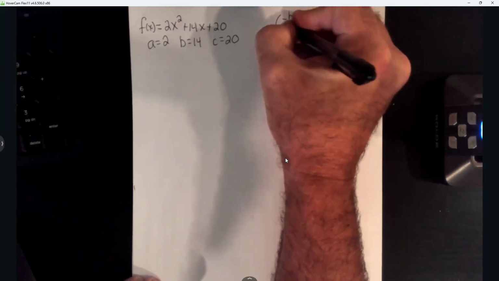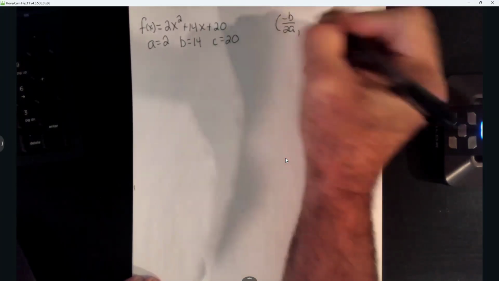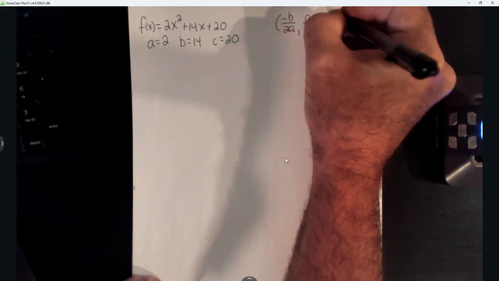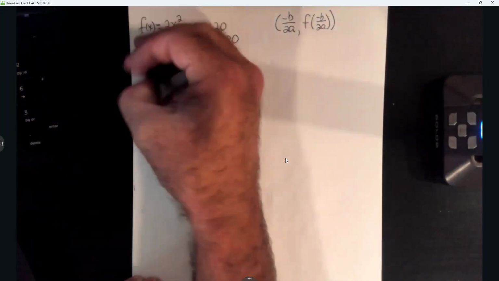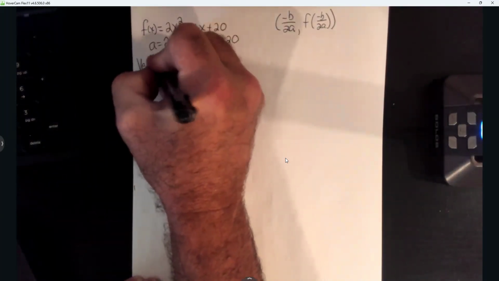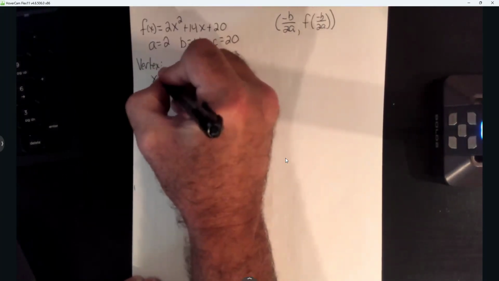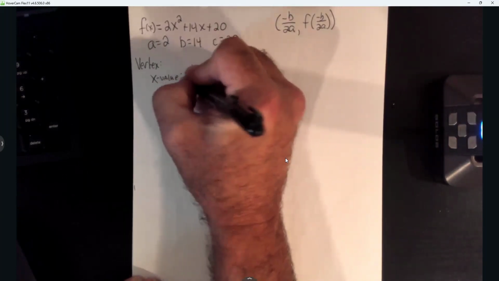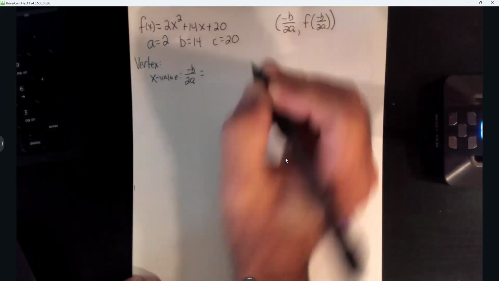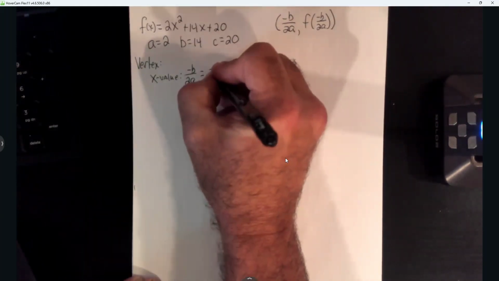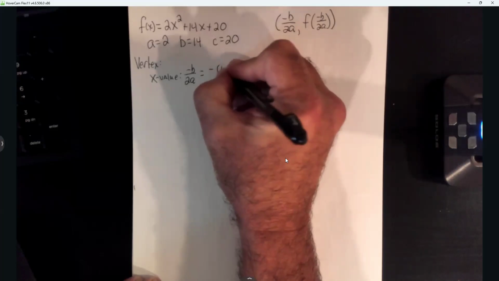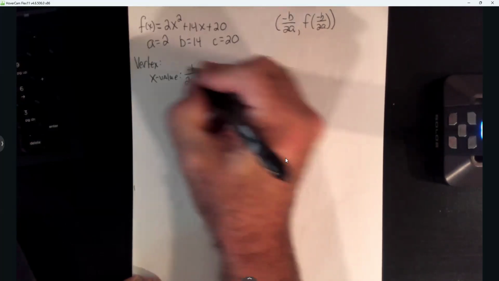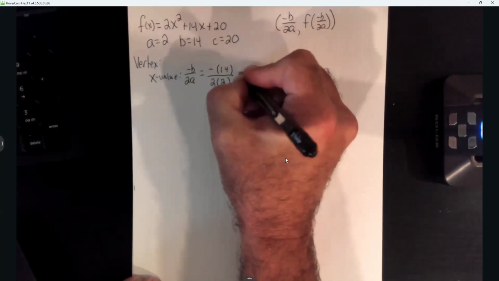And y'all want to write my vertex formula again. Negative b over 2a, f of negative b over 2a. All right, so let's get the vertex first. And once again, I'll start with the x value. That was going to be the negative b over 2a. All right, so I got my negative. Then I'm going to put in b. This time is a positive 14. And then on bottom, I got 2 times a, which is 2.